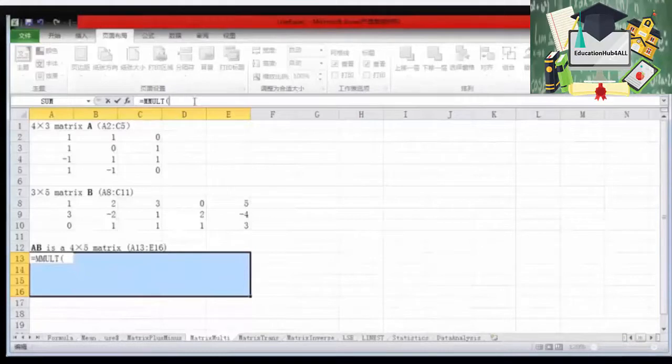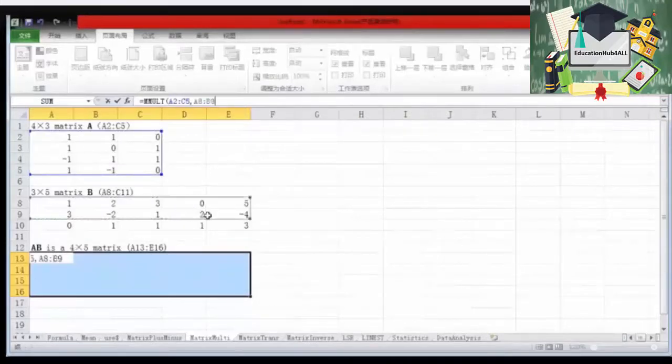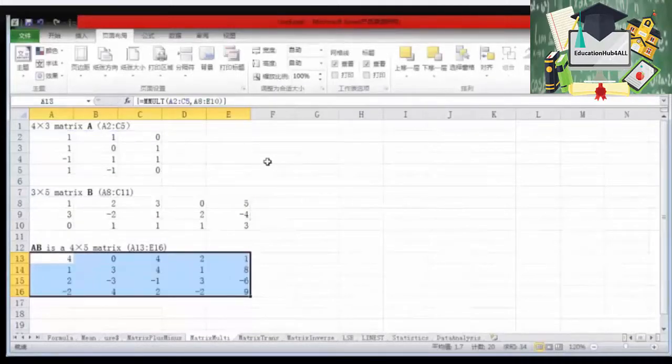The first M here means matrix. MULT, you can guess what it means: multiplication. Yeah. So that's matrix multiplication. Then you select first the matrix, and then you select the second matrix. Again, the three keys Control Shift Enter, and immediately you have the multiplication.